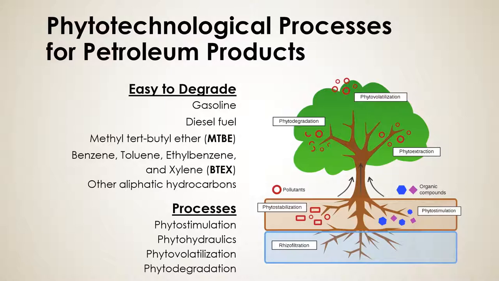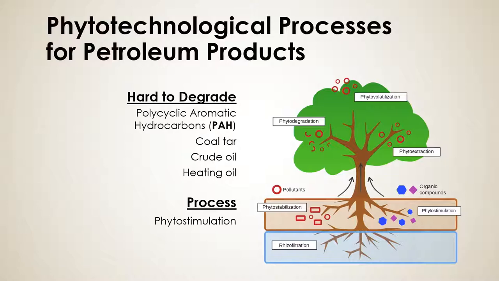But for the ones that are easier to degrade, we have a wider range of options of what we can use to help remove or transform these contaminants. We can use phytostimulation, phytohydraulics, phytovolatilization, and phytodegradation. Whereas with the harder to degrade ones, phytostimulation, based on the research that I've seen, is really the only effective way to work with these. These are your polycyclic aromatic hydrocarbons, coal tar, crude oil, heating oil. We have fewer options available to us.